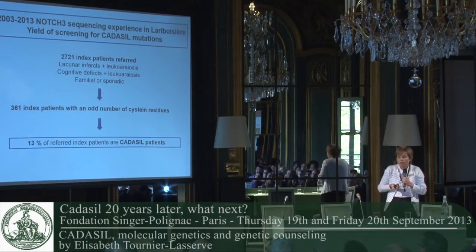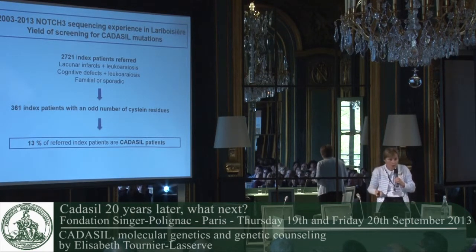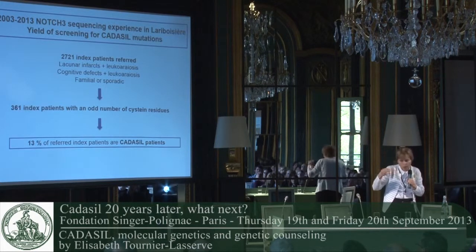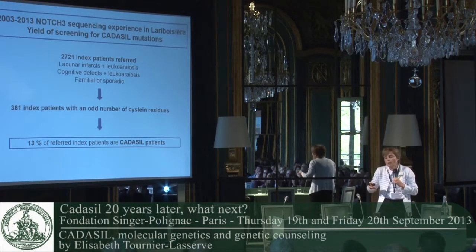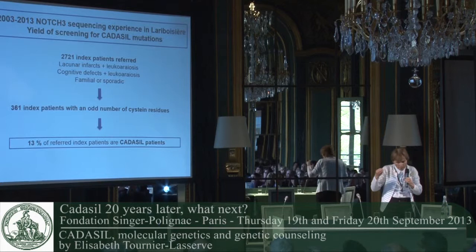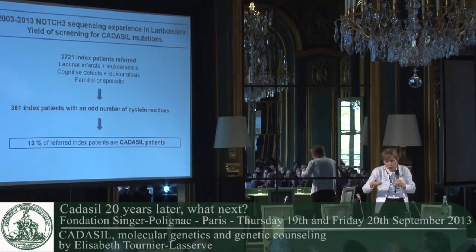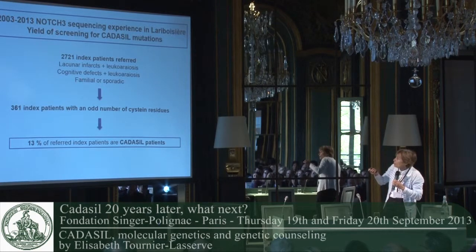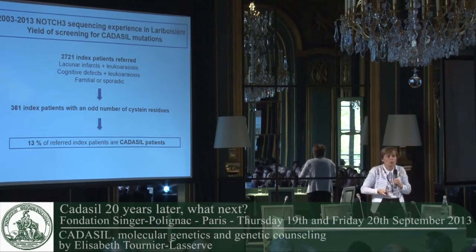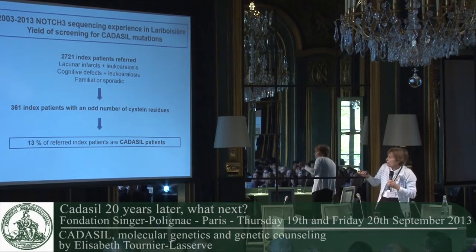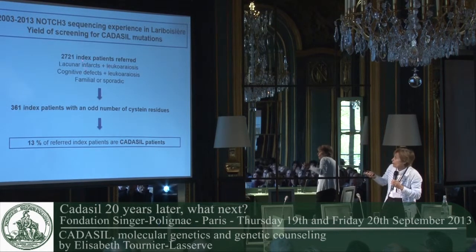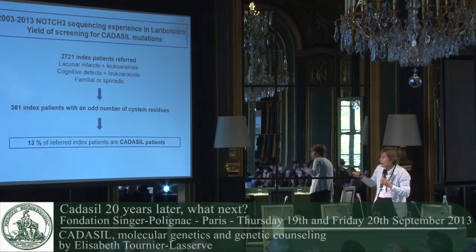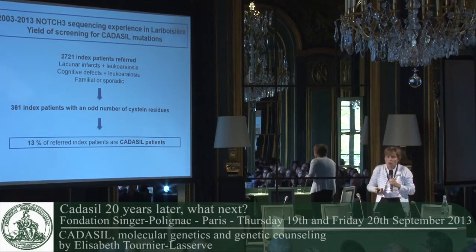In fact, we are the reference lab at the national level for the diagnosis. So all French patients suspected to have a CADASIL, the samples come to the lab, and we receive also a number of samples from outside. During the last 10 years, we received almost 3,000 patients. These patients were referred for either lacunar infarcts and leukoencephalopathy or cognitive defects and leukoencephalopathy. They could be familial or sporadic.